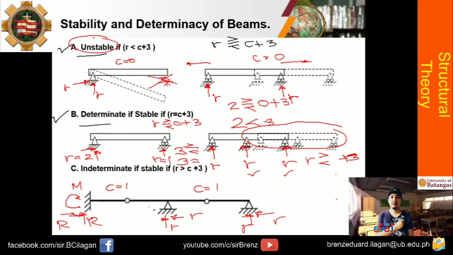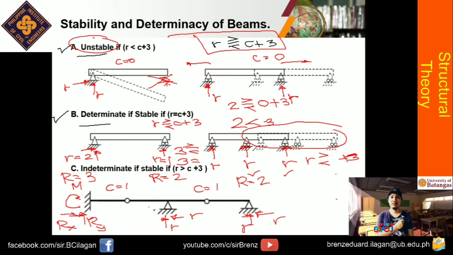So dito, ilan yung reaction natin sa una? Ang R mo dito, di ba meron kang Rx and Ry. So dito sa una, fixed, meron kang tatlo. Dito sa hinge mo, so R is equals to 2, at the other end, also equivalent to 2. So again, if you're going to apply this equation, ano yung kakalabasan ng ating R? So 3 plus 2 plus 2. So that is equivalent to 7. So that is greater than, equals, or less than C plus 3.